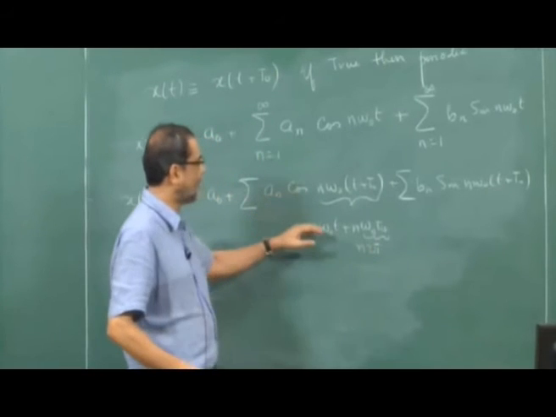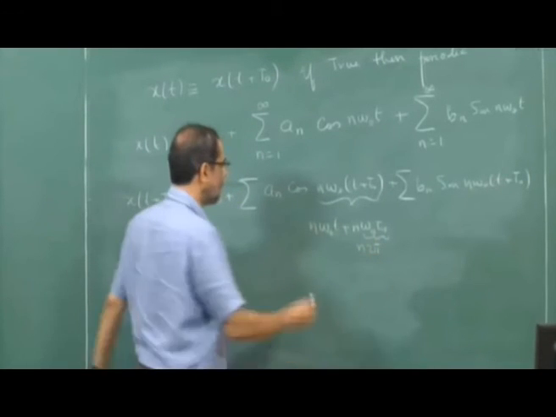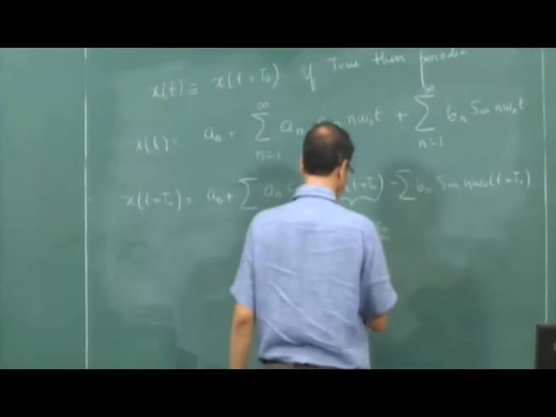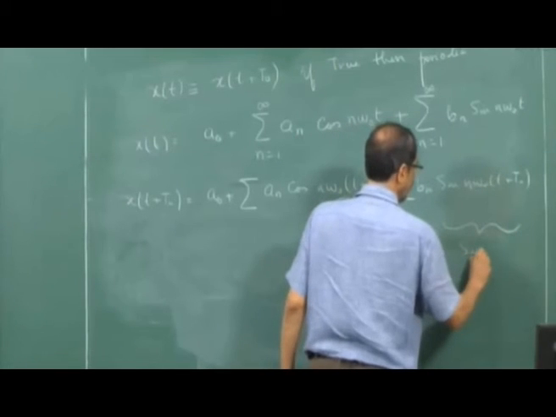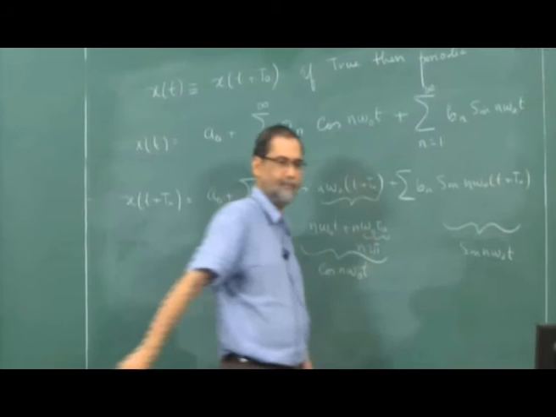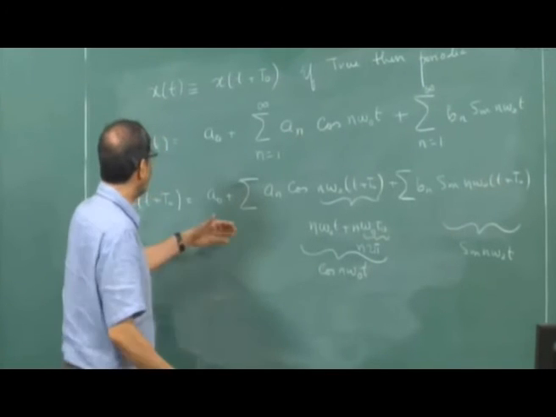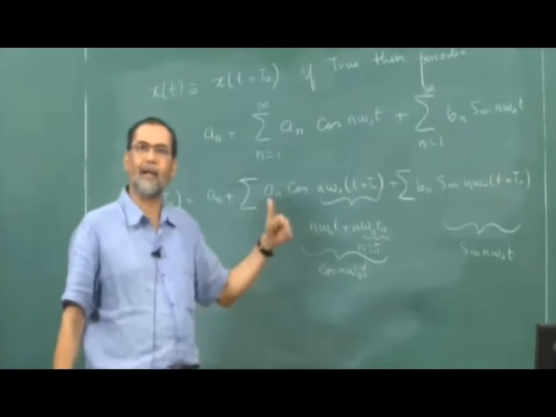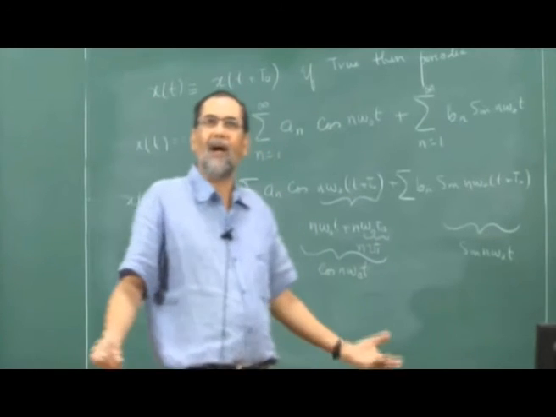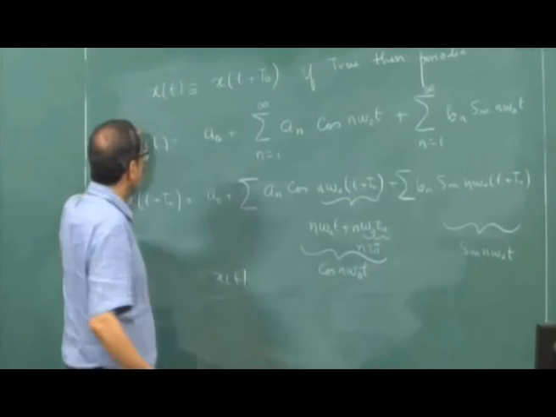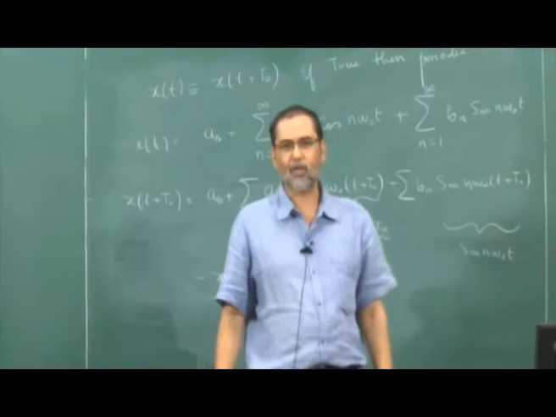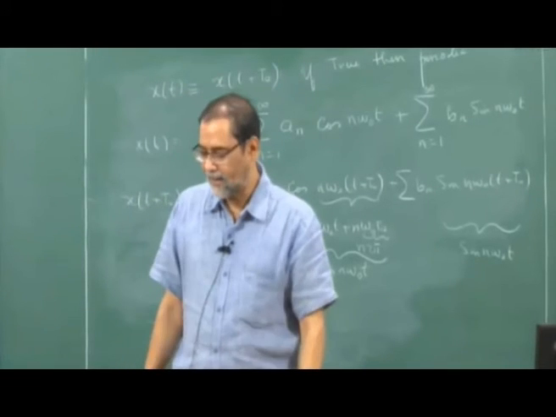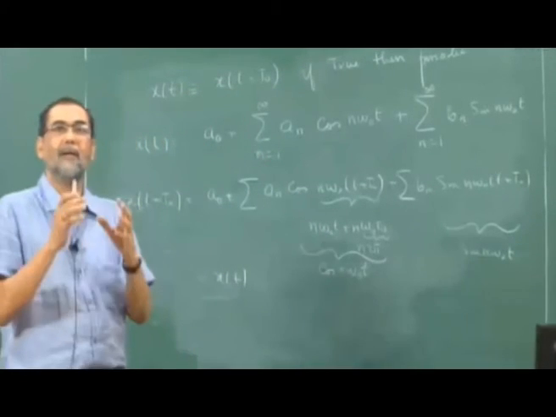So cosine theta plus 2 pi n is cosine theta. So that means this whole thing is cosine n omega naught t. For the same reason, this will be sine n omega naught t. So this is equal to x of t. So x of a delayed version by t naught, a period, I get back x of t. So the trigonometric expression that Fourier wrote at least satisfies the basic requirement of a periodic signal.